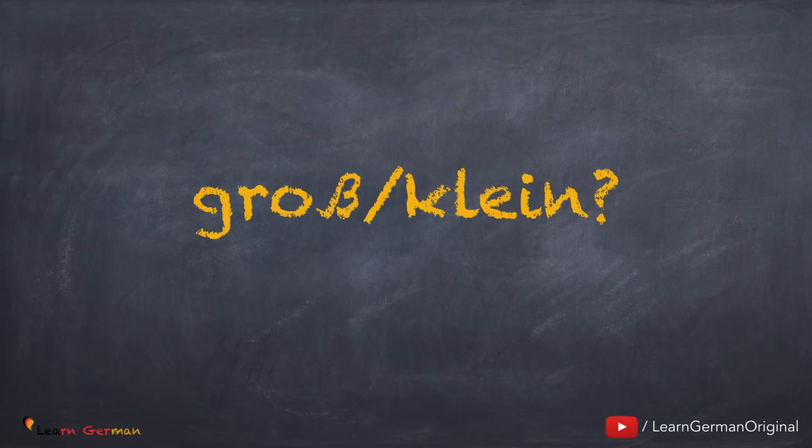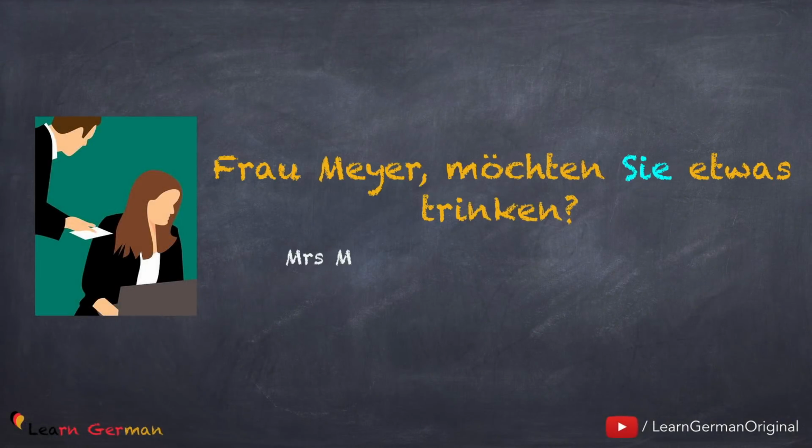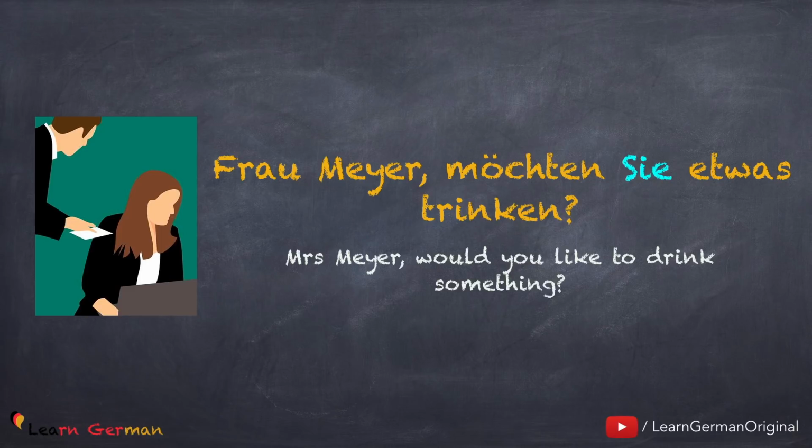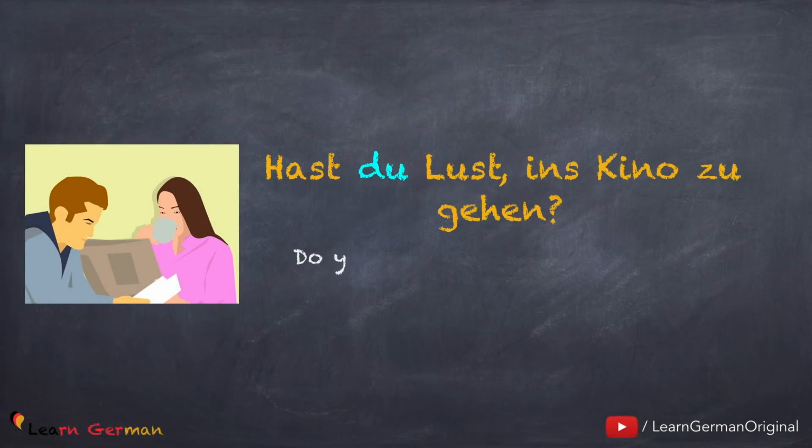Another question that you might ask is when to use capital Sie and when to use capital Du. Sie is always used capitalized in formal situations. For example, Frau Meier, möchten Sie etwas trinken? And in informal situations, du is lowercase. Hast du Lust, ins Kino zu gehen?